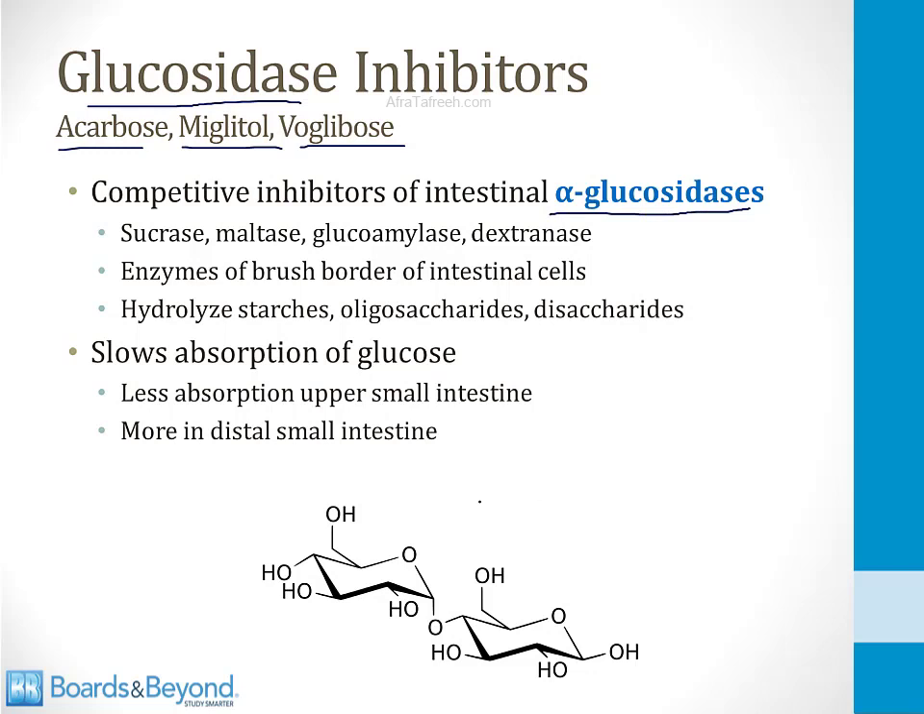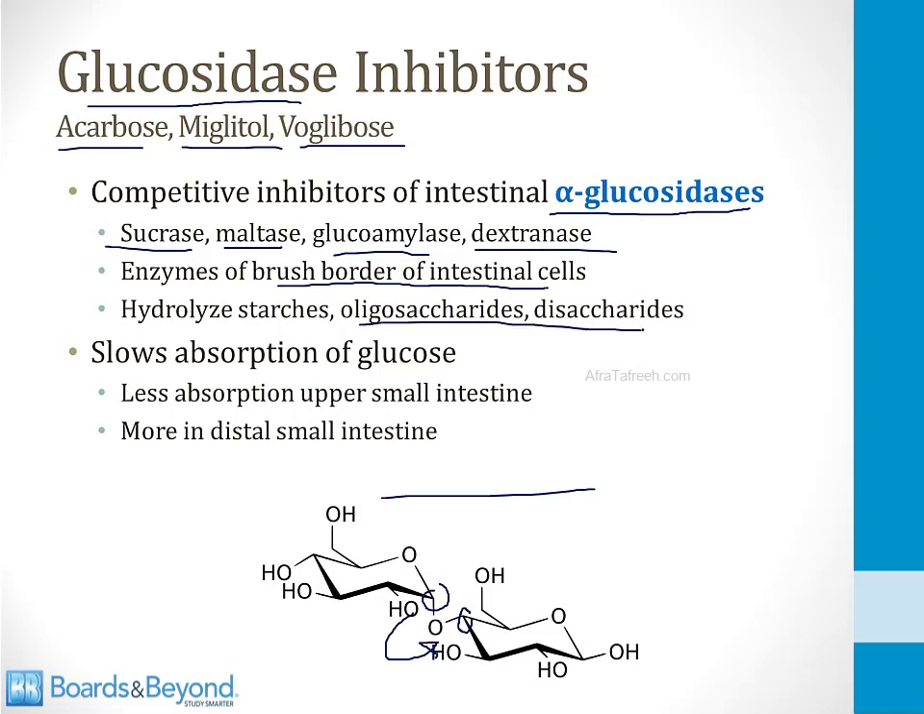If you look at the bottom of the screen, this is the chemical structure of maltose. You can see that it is 2 6-carbon sugar molecules linked together, and they are linked in a 1,4 bond. This is the 1 carbon of one molecule. This is the 4 carbon of another. This linkage is called a 1,4 linkage, and that linkage can be hydrolyzed by alpha-glucosidases. The enzyme that hydrolyzes maltose is called maltase, but there are other glucosidase enzymes like sucrase, which hydrolyzes sucrose, also glucoamylase and dextranase. All of these are found in the brush border of intestinal cells, and they all hydrolyze starches, oligosaccharides, and disaccharides, as I just explained.